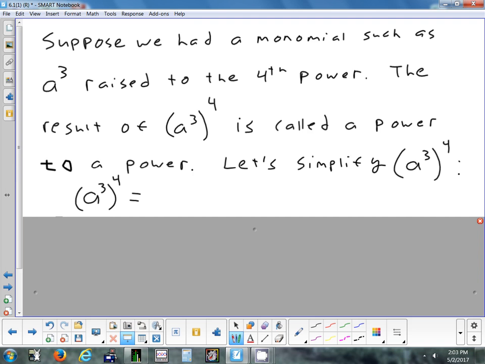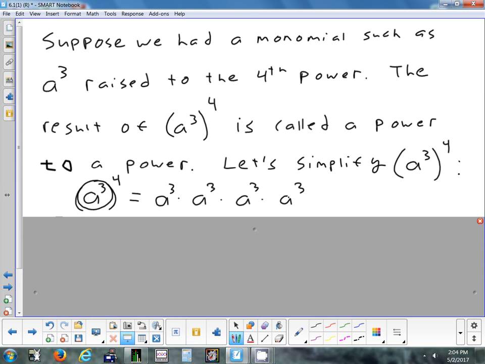Let's see why. What is a cubed to the fourth? That means to take this, what I just circled, and multiply it how many times? 4 times. A cubed times a cubed times a cubed times a cubed. That's what a cubed to the fourth power means. Multiply a cubed 4 times.